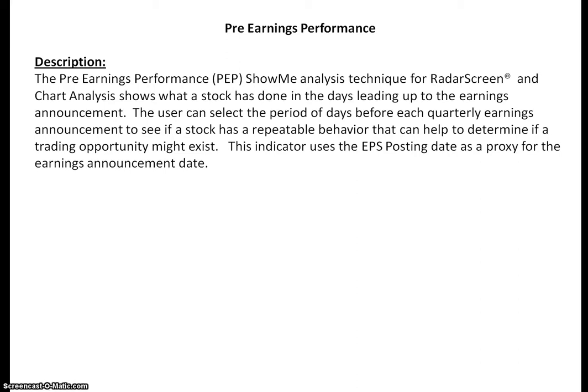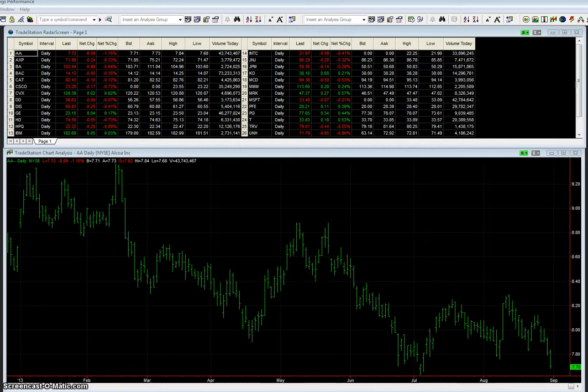And just to let you know, this indicator uses the earnings per share posting date as a proxy for the earnings announcement date. So to begin with, I have a workspace pulled up here with RadarScreen and a chart. It just has the Dow stocks as a group of stocks to look at. Obviously, you can look at any stocks you want. I recommend looking at a lot of them because you want to find some that have a move that you can take advantage of.